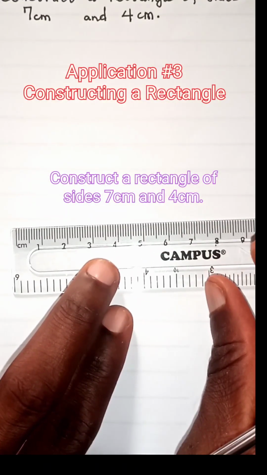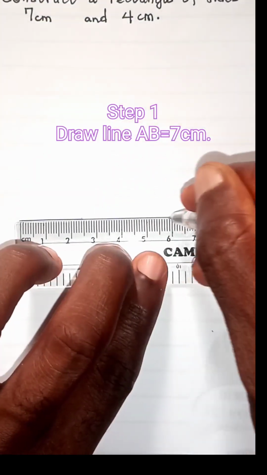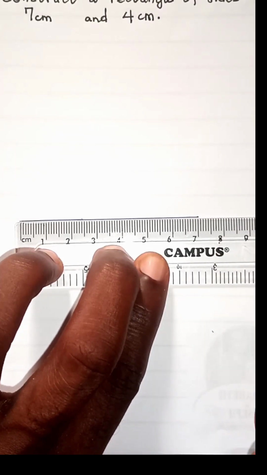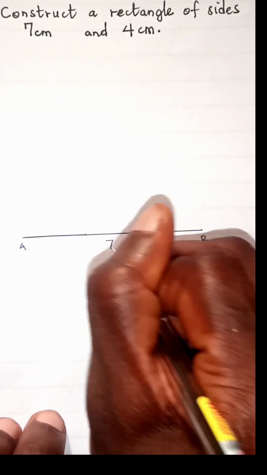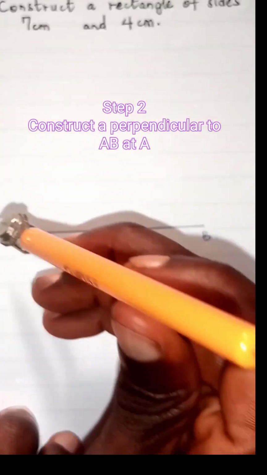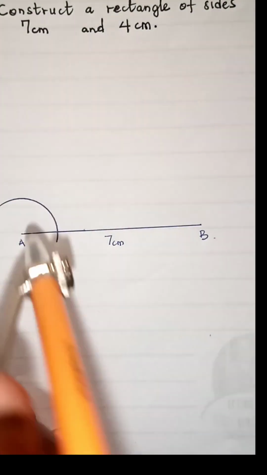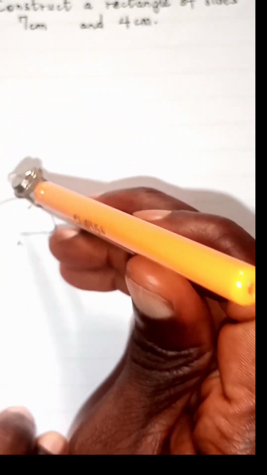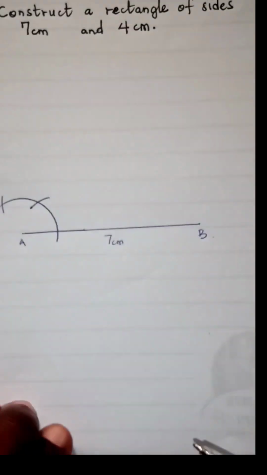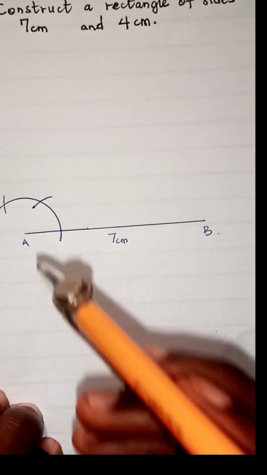Another application is the construction of rectangles. So we are constructing here a rectangle 7 centimeters by 4 centimeters. So we draw the first side, AB, 7 centimeters. The next is to construct the perpendicular to the point A. Then bisect the two arcs on top of the bigger arc as usual.